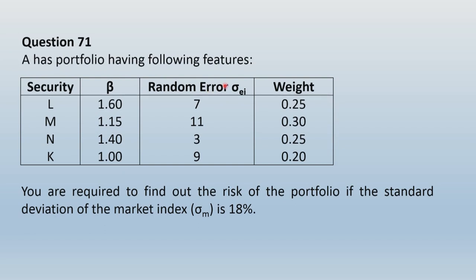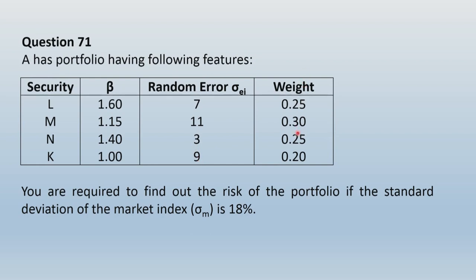Now random error definitely does not mean anything other than unsystematic risk. So you can see it is sigma E, where the i indicates each row. So it is sigma E for stock L as 7, sigma E for stock M as 11 and so on. But friends, notice one thing: what we have been informed is sigma E values. We want sigma E squared values for each of these. So no problem, we can square these values to get what we want.